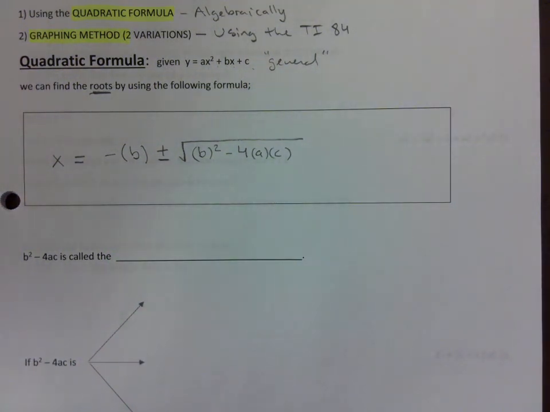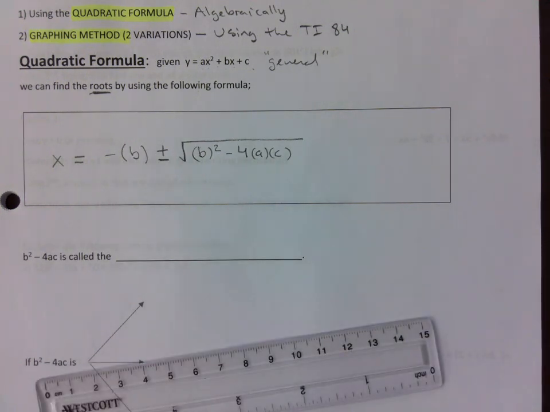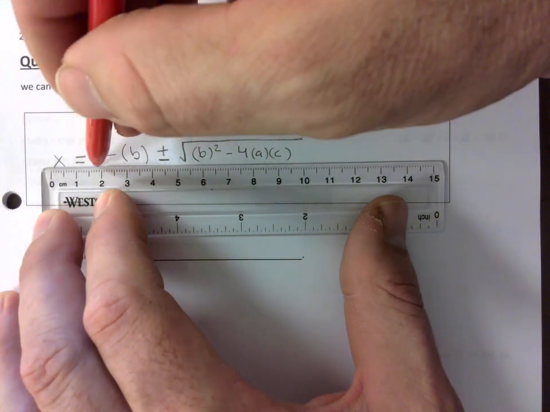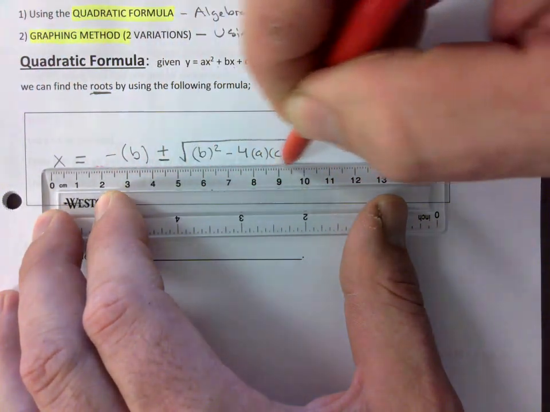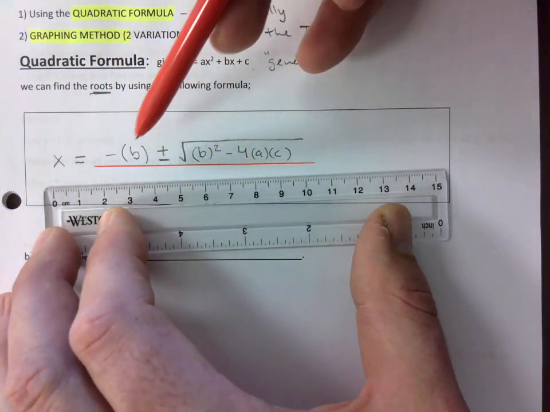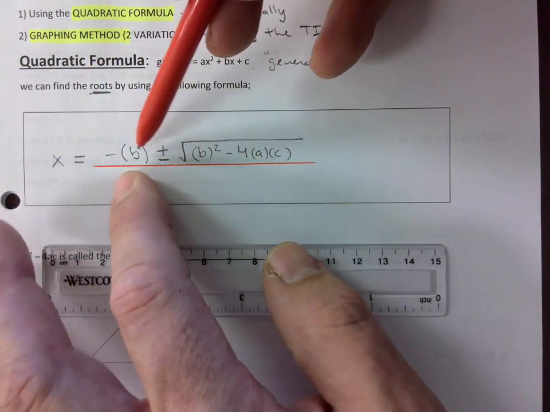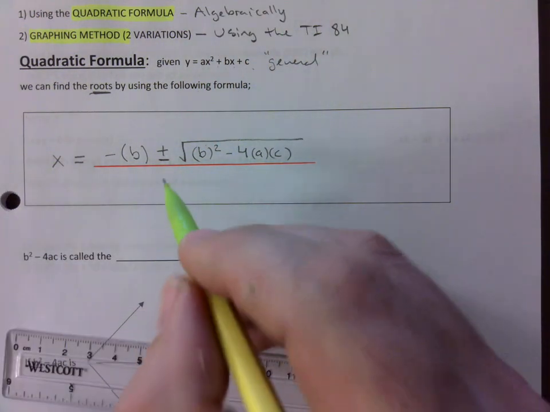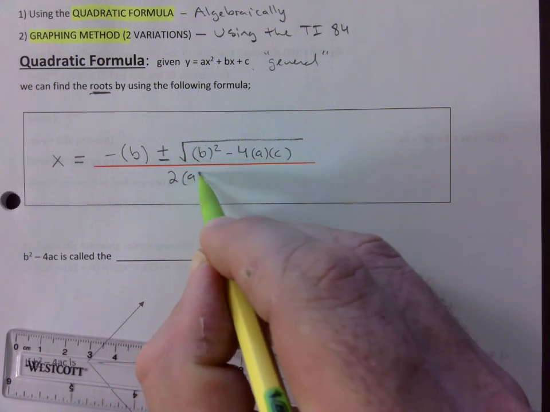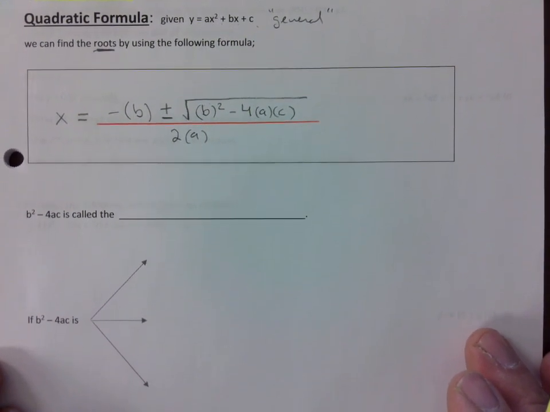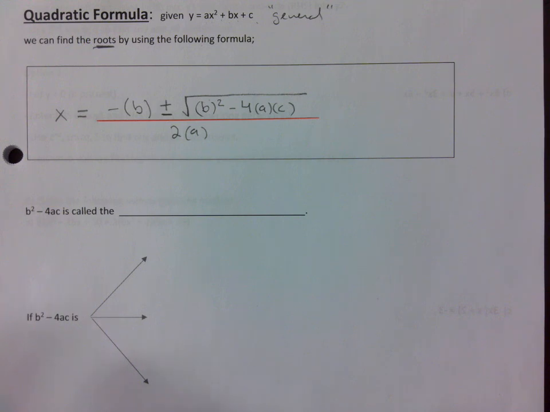And because some students miss this part, I'm going to make sure you understand. This whole thing is going to be divided by, from end to end, not just the root, the entire numerator. So once you figure out what this is, you're going to divide it by 2a. Make sure you have that formula exactly that way written down.